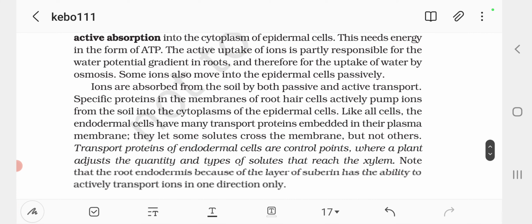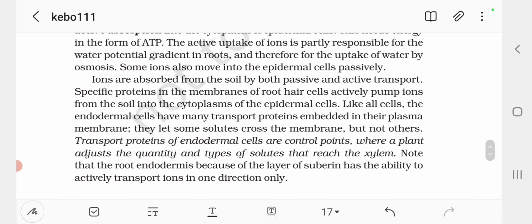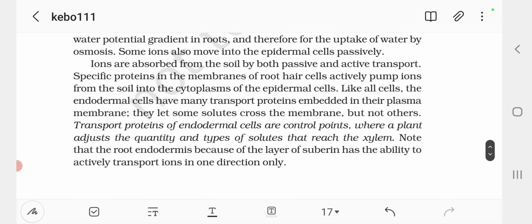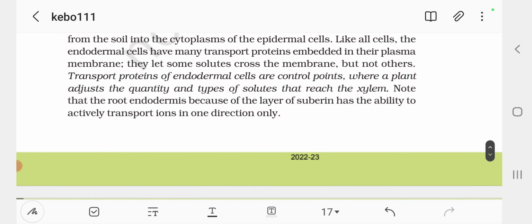The active uptake of ions is partially responsible for the water potential gradients in roots and therefore for the uptake of water by osmosis. Some ions also move into the epidermal cells passively. Ions are absorbed from the soil by both passive and active transport. Specific proteins in the membranes of the root hair cells actively pump ions from the soil into the cytoplasms of the epidermal cells. Like all cells, the endodermal cells have many transport proteins embedded in the plasma membrane.